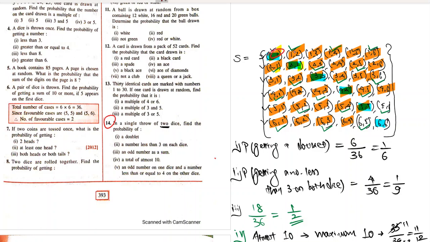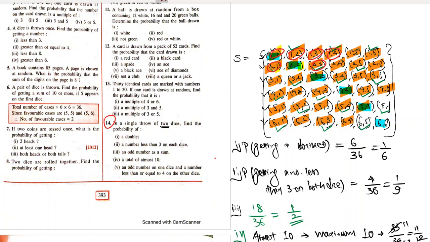1 comma 1 is okay. 1 comma 2 is okay, because 1 is an odd number and 2 is less than 4. Less than or equal to 4 is okay. 1 comma 3 is okay. 1 comma 4 is okay. 2 comma 1 is okay, because 1 is an odd number and 2 is even and less than 4. 2 comma 2 is not okay, because one odd number is required. 2 comma 3 is okay. 2 comma 4 is not okay, because there is no odd number.